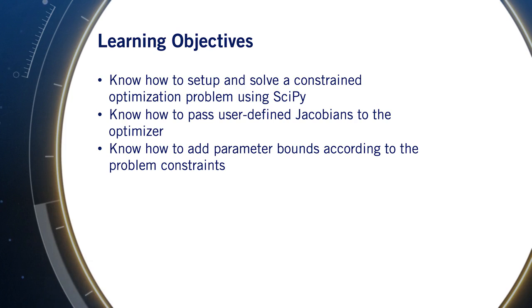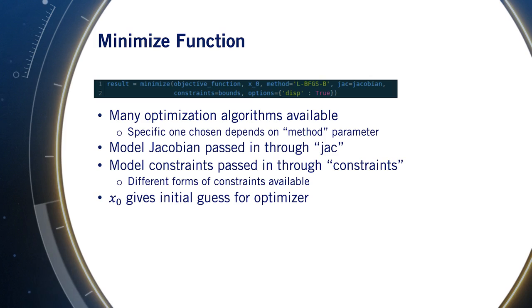In particular, you should know how to pass Jacobians to the optimizer, as well as any required parameter bounds defined in the optimization problem. So let's get started. The field of optimization is a wonderfully rich area of study, which we cannot explore in detail in this specialization. The SciPy optimize library covers a handful of some of the most popular optimization algorithms, making them easily accessible and ensuring reasonable efficiency in their implementation.